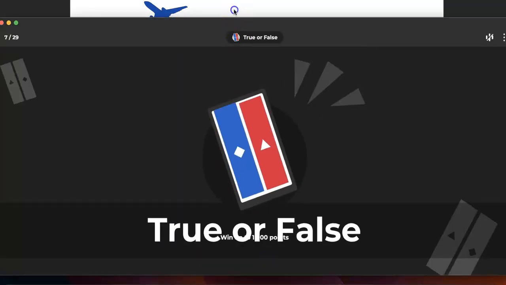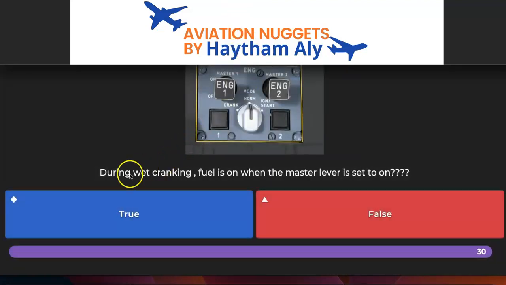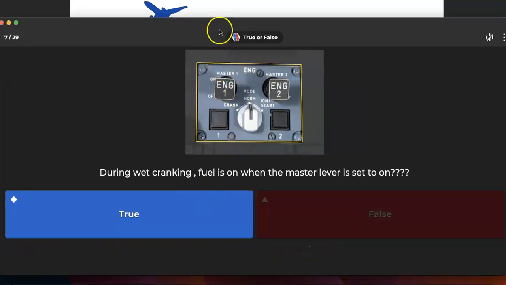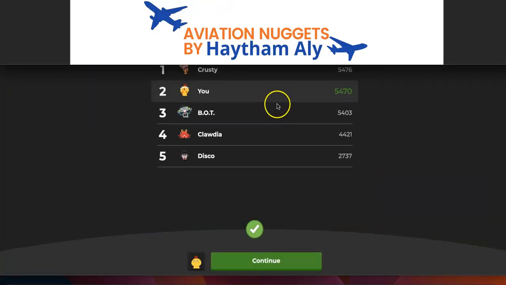Next question, everybody. I hope you enjoy this set of questions. During wet cranking, fuel is on when the master lever is set to on. Yes, if we do crank, open the start valve, and put the master lever on, fuel will be on. So this statement is true, everybody. Next question.